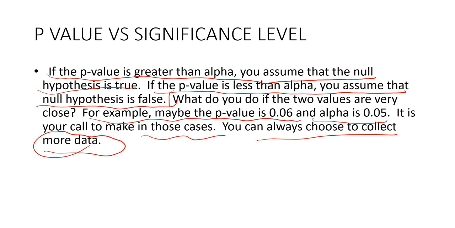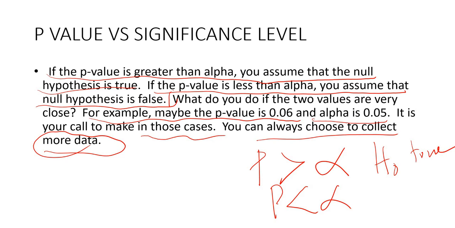The point is, if p is greater than alpha, you can assume that the null hypothesis, that is H0, is true. If p is less than alpha, you can assume that the null hypothesis is false. This is the concept. This is a very important point you need to understand. If both of them are very close, you need to collect more data and continue the analysis and experiments.